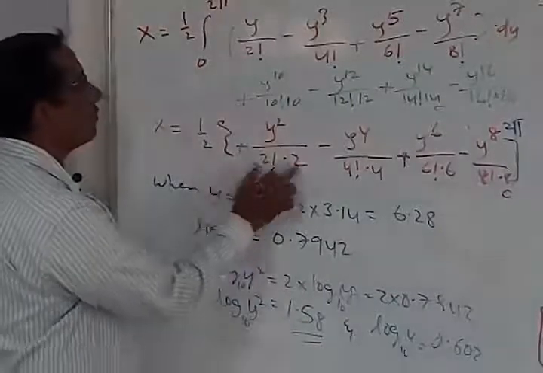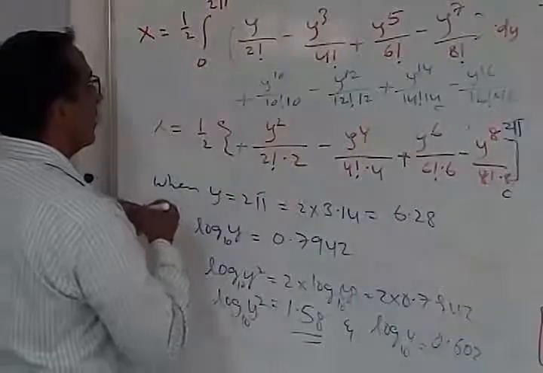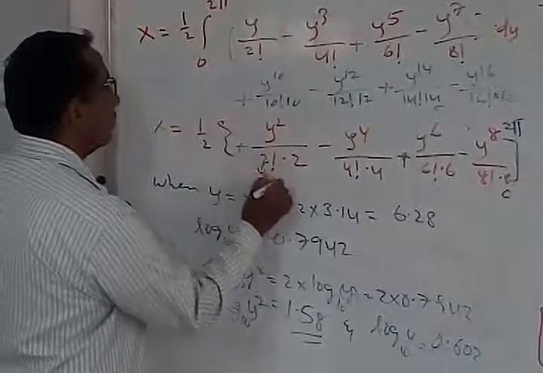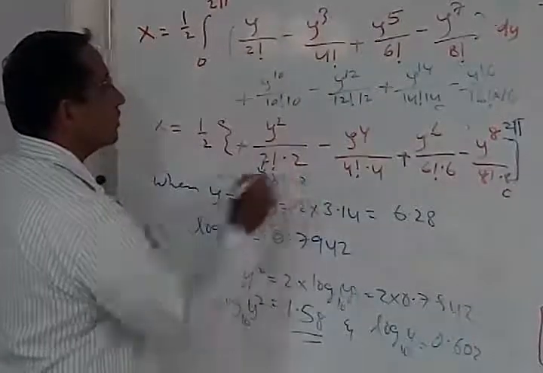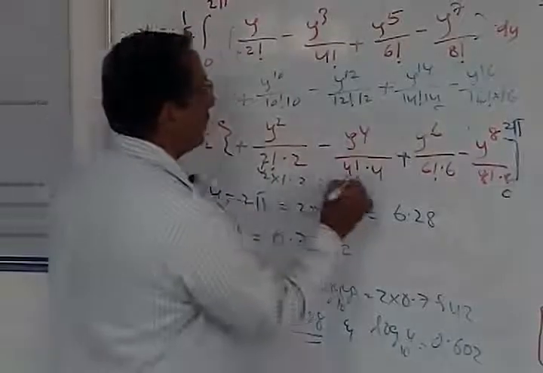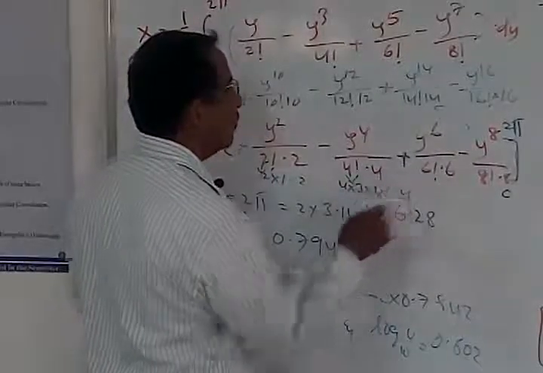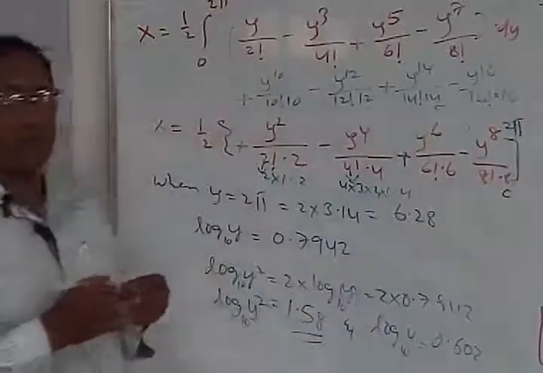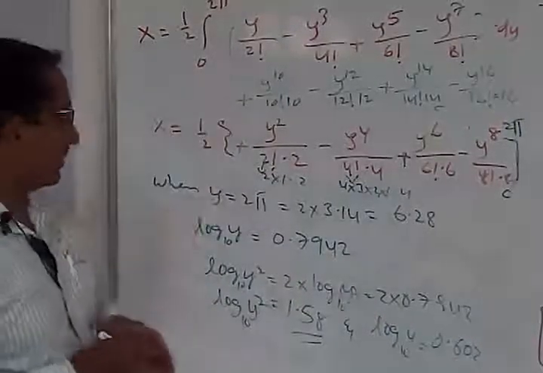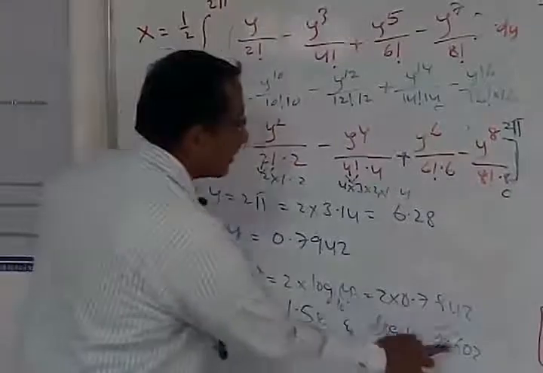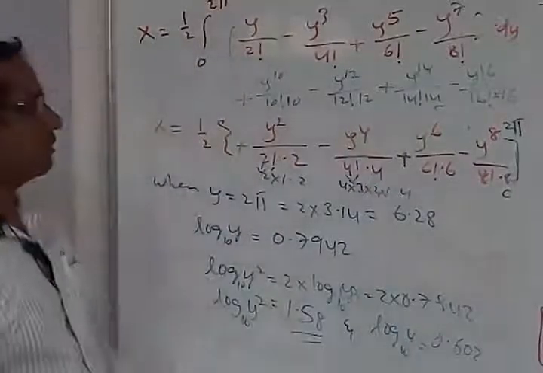And next one is I have 4 here. What is 2 factorial into 2? 2 factorial I can write as 2 into 1 into 2. That is going to be 4. What is 4 factorial? I can write as 4 into 3 into 2 into 1 into 4. So like that 6 factorial, 8 factorial and other factorial values. So now log 4 base 10 is equal to 0.602 that we are going to get.